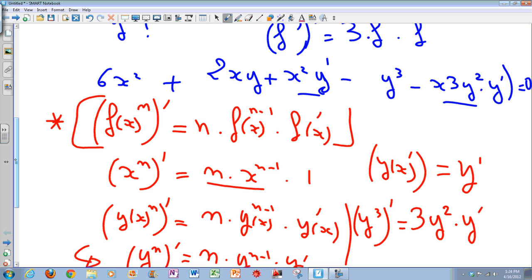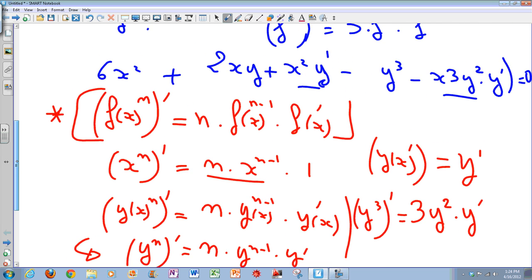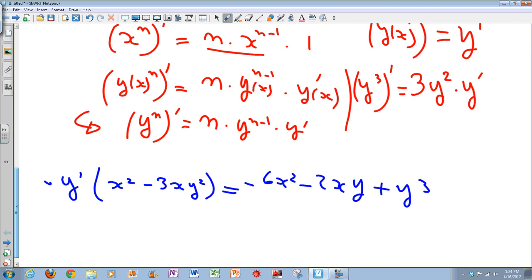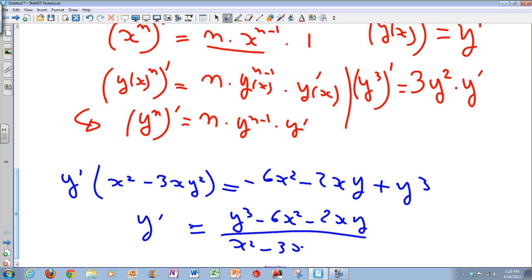So that is this, and then minus y plus y cubed, minus the square. And that's it, I want the y prime now, so I divide by this. That's it. That's the solution.